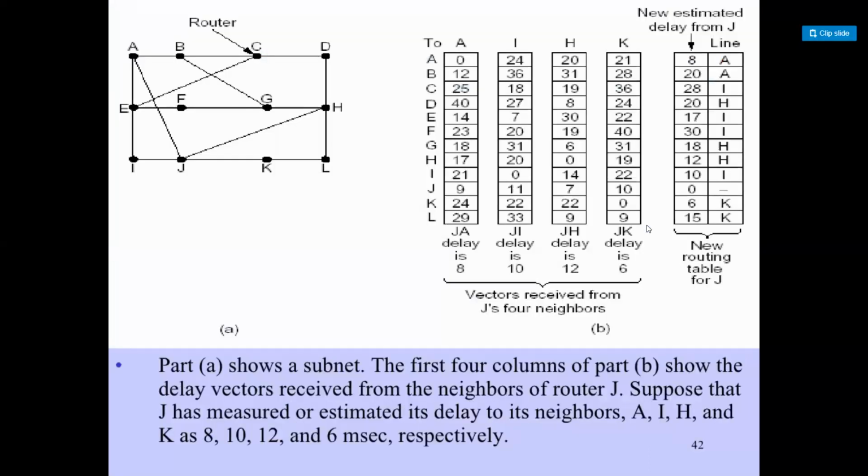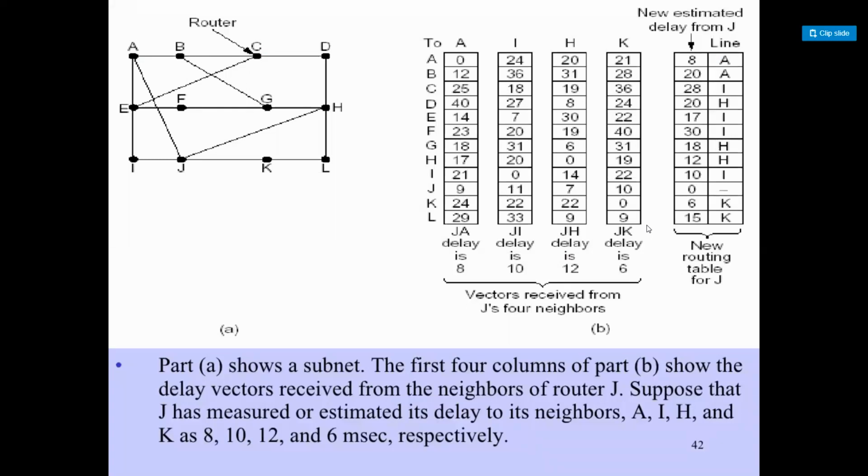This is the example for the distance vector routing algorithm. Just take a pen and paper and note it down, and take a screenshot of this clip also. Here we have a subnet which contains the routers A, B, C, D, E, F, G, H, I, J, K, L. These are routers.